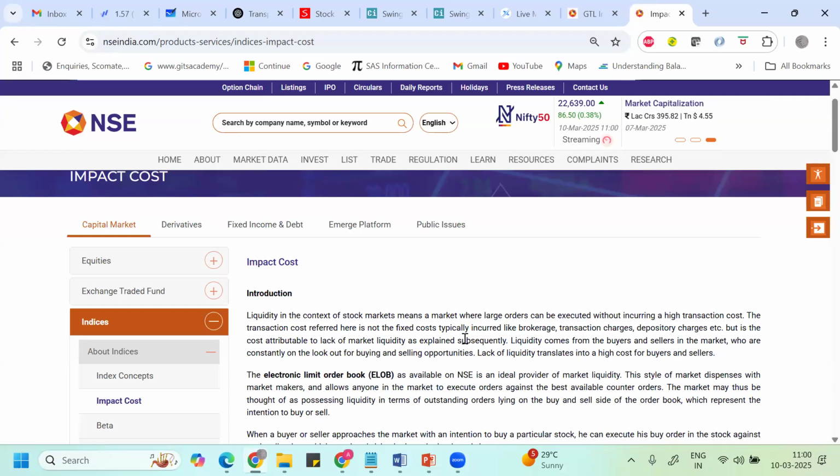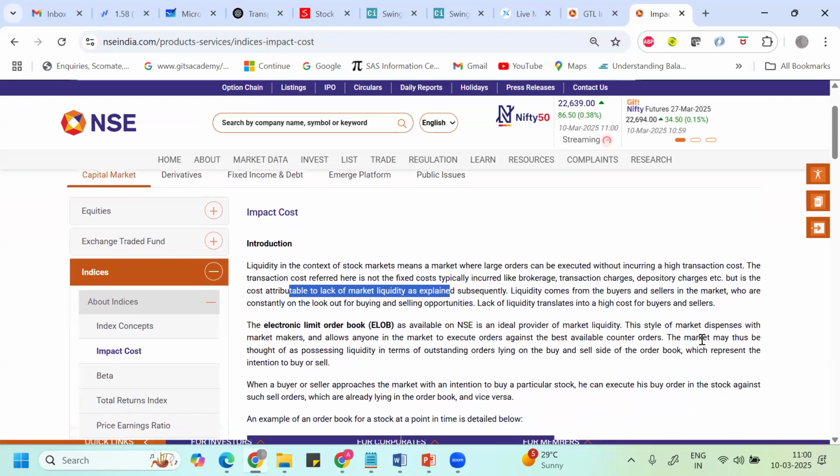The transaction cost referred to here is not the fixed cost, which typically includes brokerage, transaction charges, and depository charges. That is not what we mean here, but it is a cost attributable to the lack of market liquidity. Liquidity comes from buyers and sellers in the market who are constantly looking out for buying and selling opportunities.